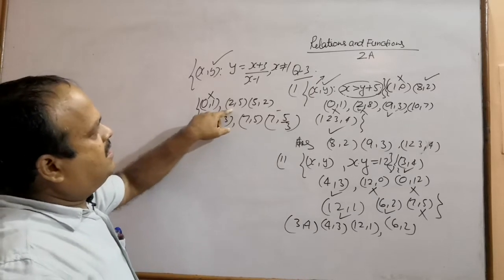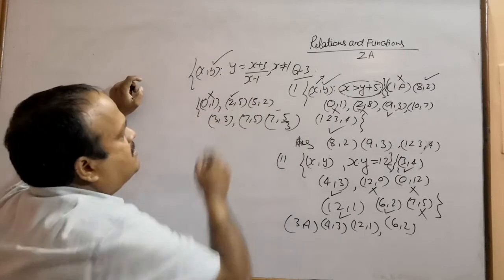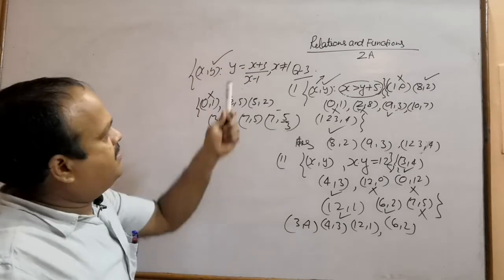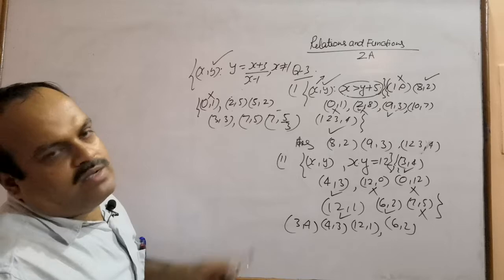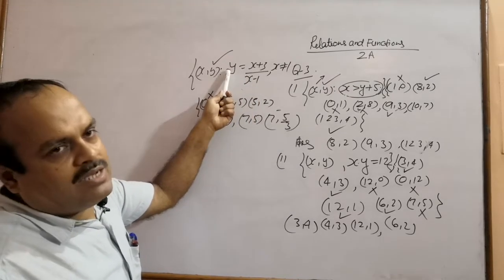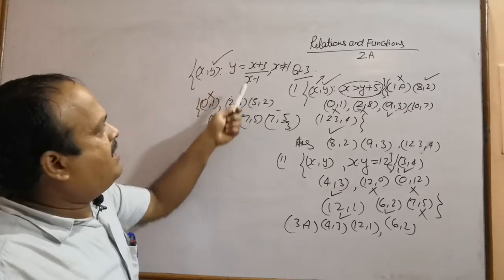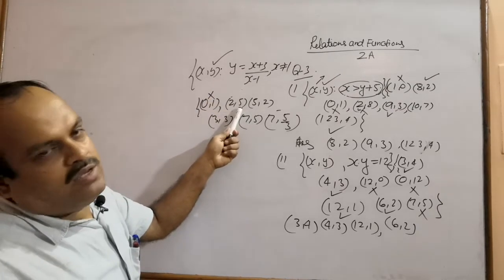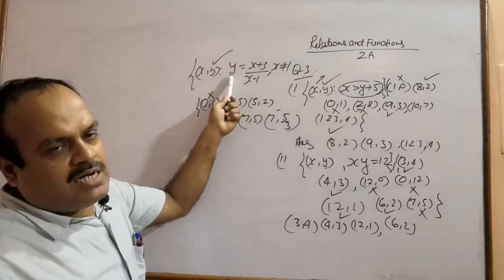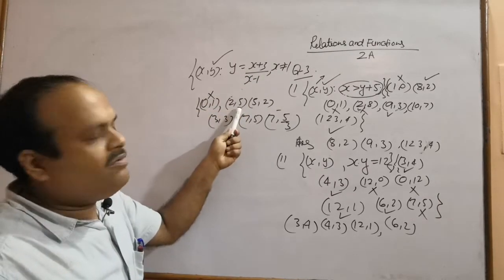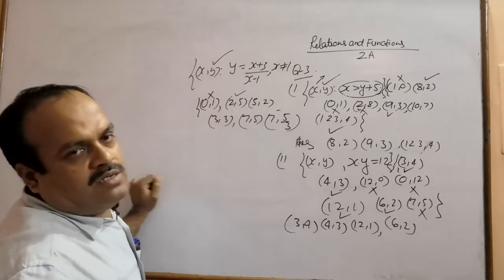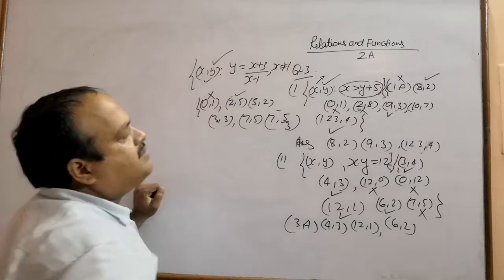Come to this. Put the value of x 2 here. 2 plus 3 is 5, 2 minus 1 is 1, 5 upon 1 is 5. The value of y on calculating we get 5, which is similar to this. When we put the value of x 2 in this, we get the value of y 5, which we see here. It means this ordered pair will belong to the relation.